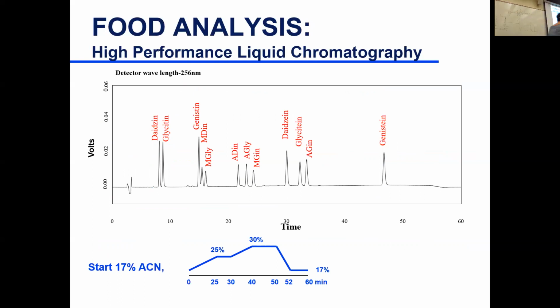Say that again. We get broader peaks, and if we get broader peaks, those peaks that are close to each other will co-elute. So you will have more longitudinal diffusion, and because they like the stationary phase more than the mobile phase, they want to stay longer on the column. So your peak broadens, and when peaks broaden, they're going to overlap with each other. So not a good idea.